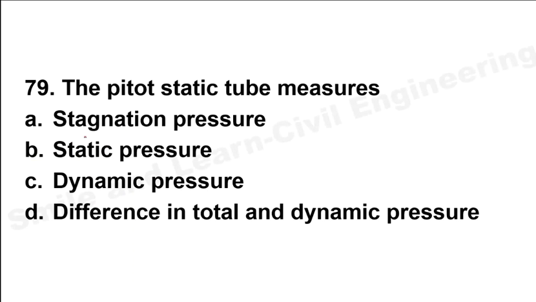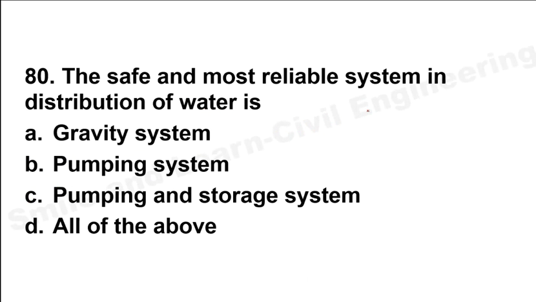Question number 79. Pitot static tube, over here it's mentioned, it's pitot static tube. So the pitot static tube measures the dynamic pressure. Option C is the correct answer. The pitot tube measures the stagnation pressure, but the pitot static tube measures the dynamic pressure. Okay, next question number 80 and the last question of this session.